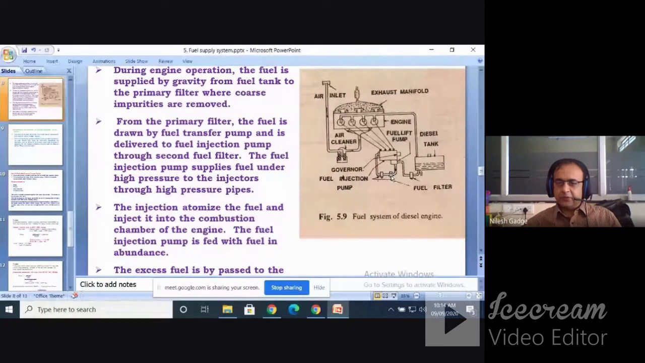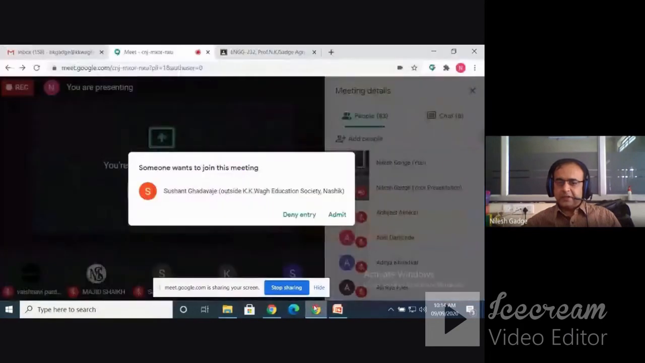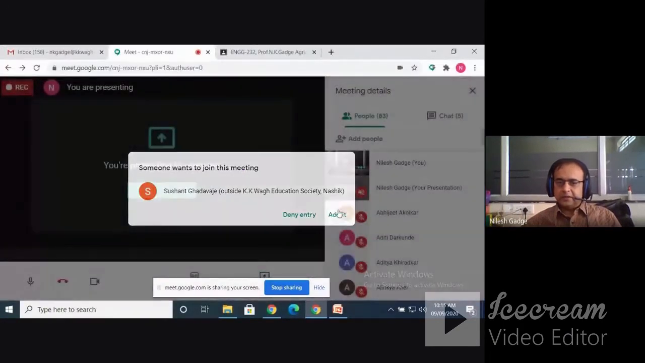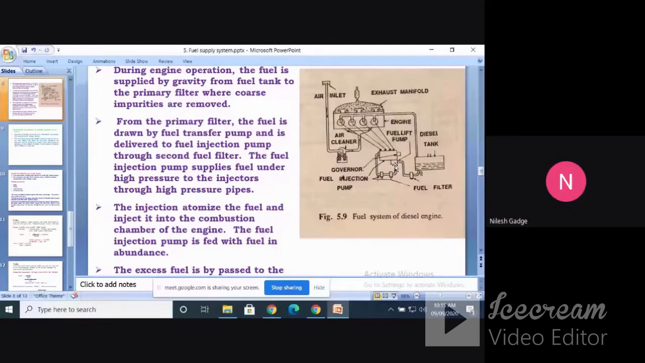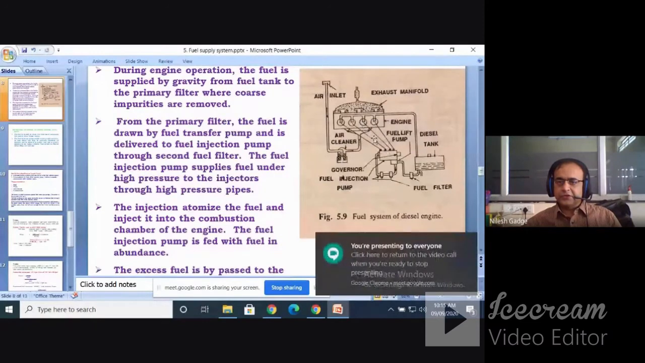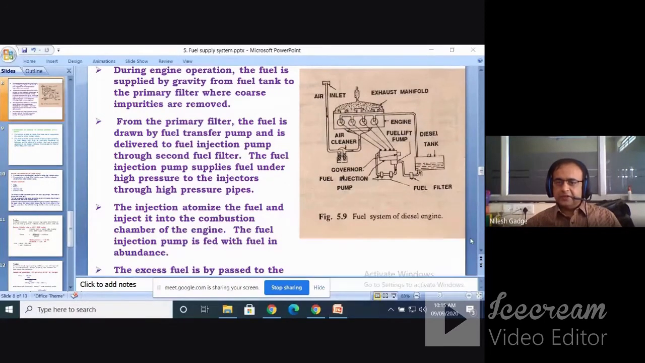Again, there are one or two fuel filters. These are the fuel filters, and from that filter the fuel goes to the fuel injection pump, and from the fuel injection pump, the fuel goes into the cylinders. Fuel injectors are provided, and these are the high pressure pipes. There are four cylinders, so there are four high pressure pipes from the fuel injection pump. This is the fuel injection pump. This is the fuel lift pump.